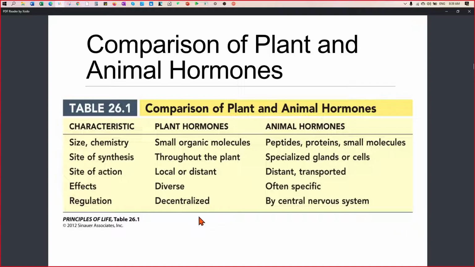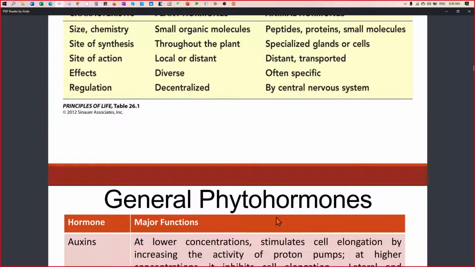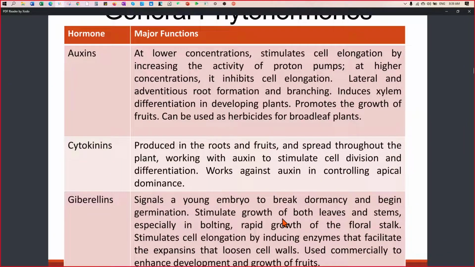Regulation is decentralized in plants, meaning that it's not caused by a brain. Plants do not have brains like you. But for hormones in animals, we have brains. So our brain pretty much controls the actions of these hormones when they are produced and so on.